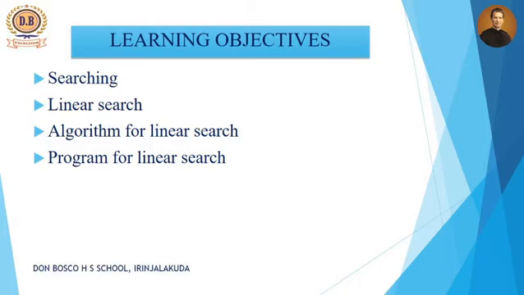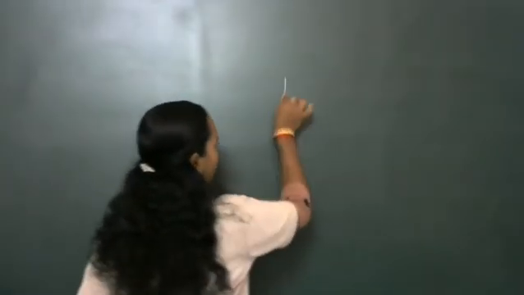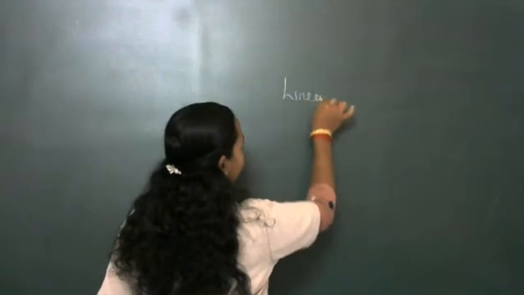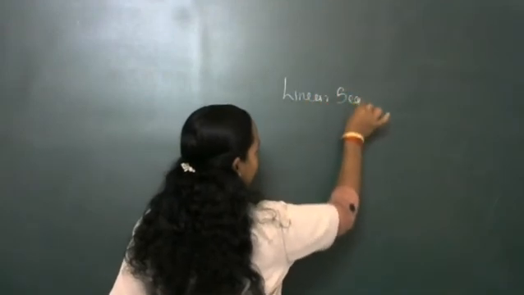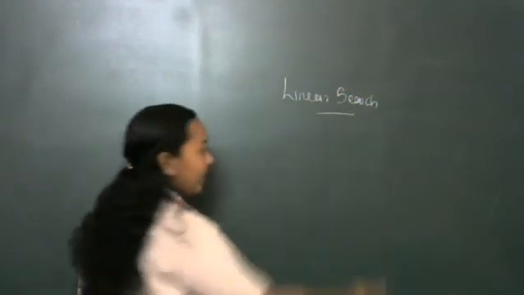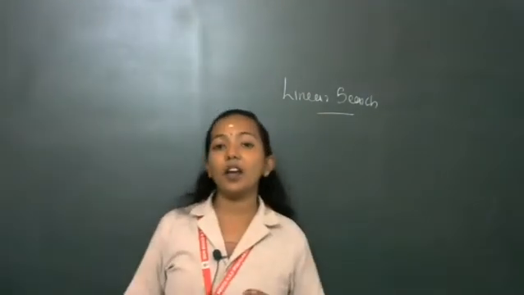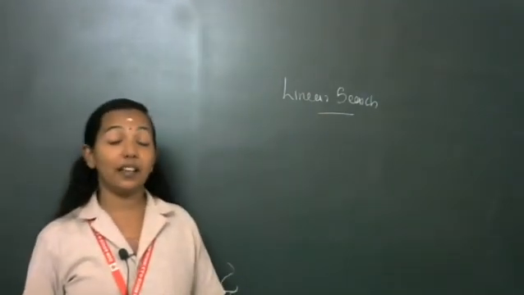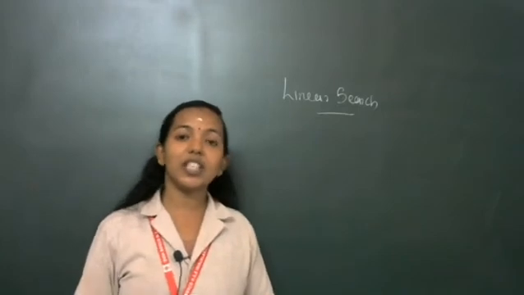Finding an element from an array is known as searching. There are two approaches for searching: linear search and binary search. Here we are going to discuss linear search along with its algorithm and program. Clear? Then our topic is linear search.